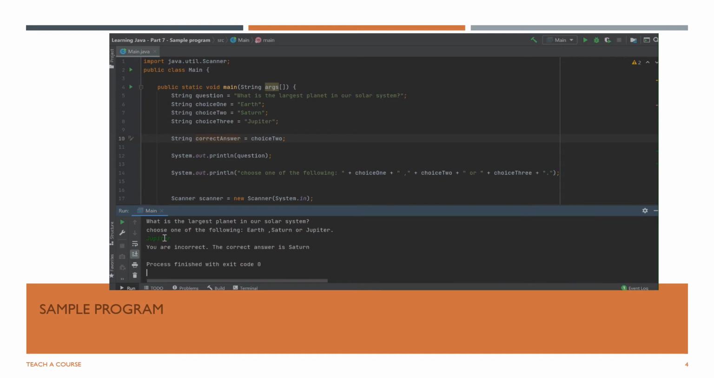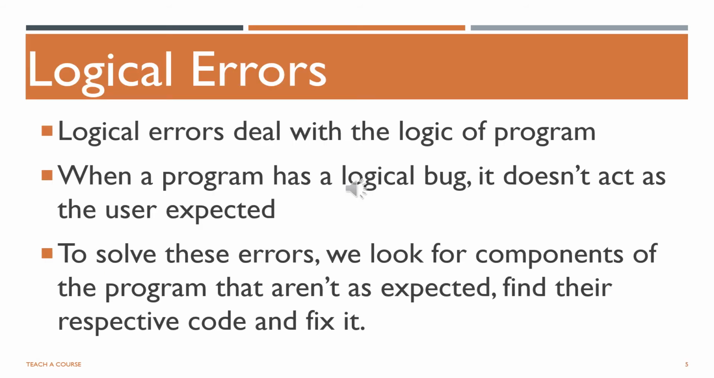This is called a logical error. And logical errors deal with the logic of the program. So we need to go ahead and fix the correct choice to choice number 3, which is Jupiter, which we will be doing after we learn more about logic errors. A logical error is an error where the program is able to run, but it doesn't act as per the user's expectations. And that's exactly what we're seeing here. Jupiter is the correct answer, but the program doesn't know it's the correct answer.